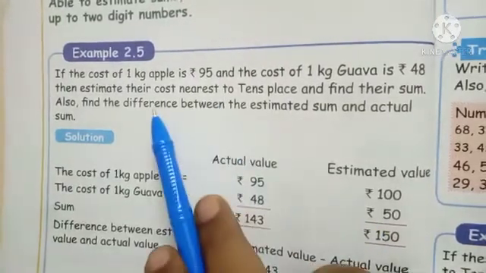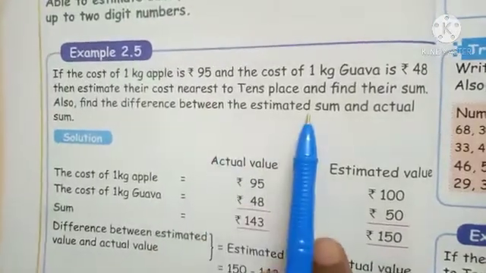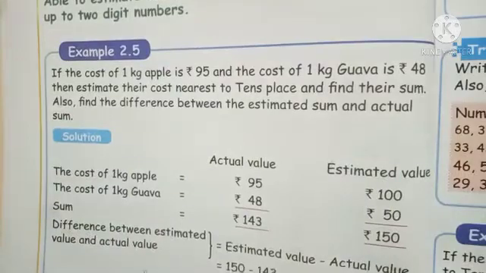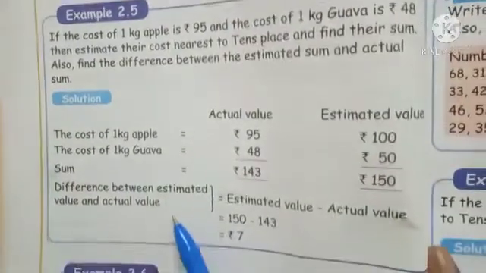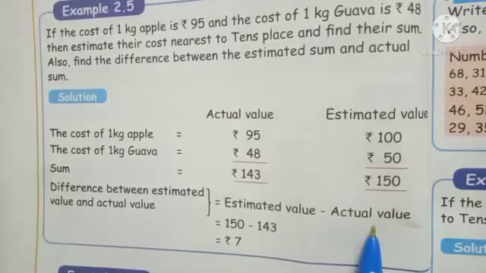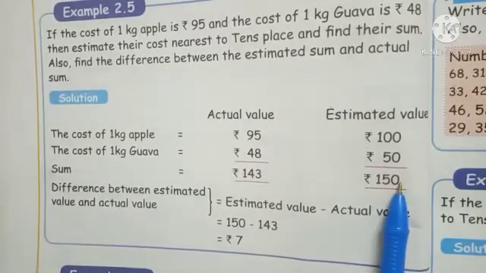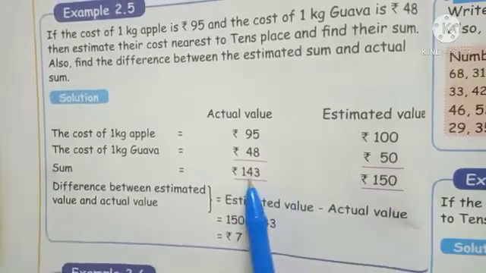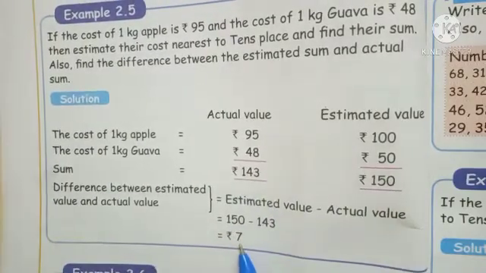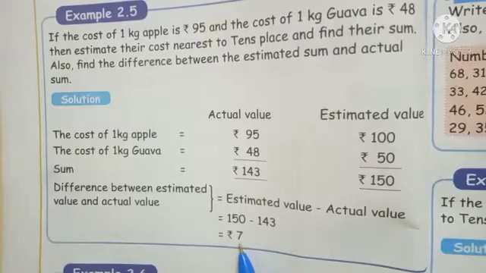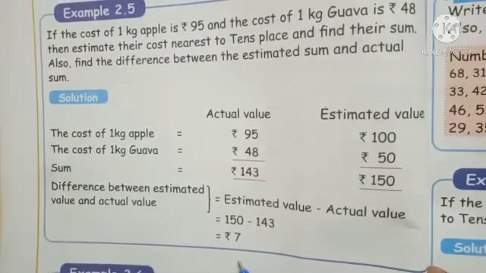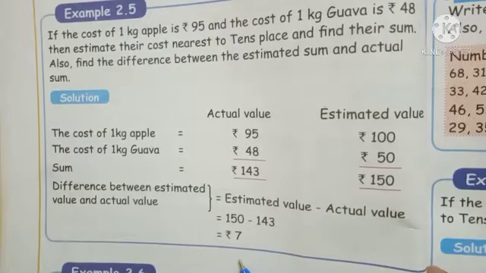But here it asks for the difference between the estimated sum and the actual sum. So to find the difference, estimated value minus actual value. The estimated value is 150 rupees but the actual value is 143 rupees. So you get the balance, 7 rupees. This is how much the difference is, which we do for estimation.